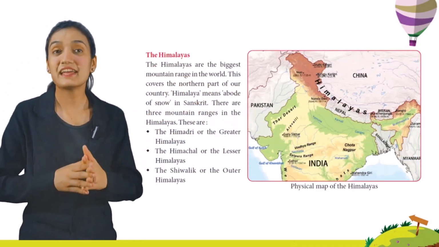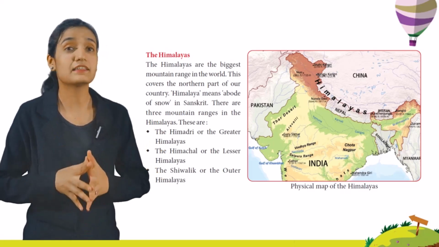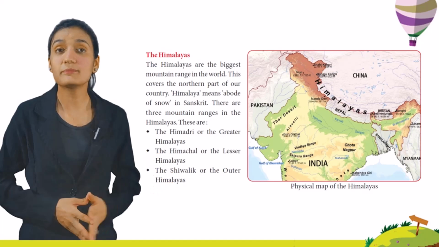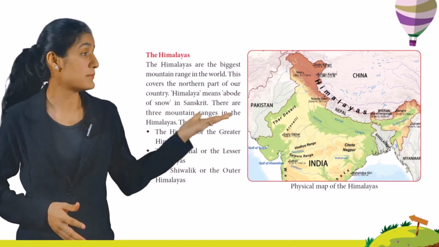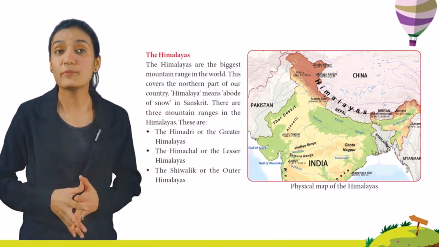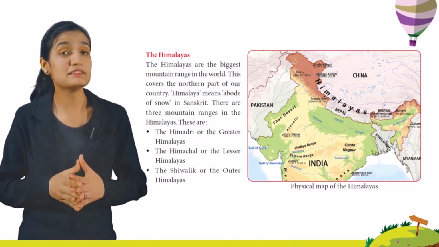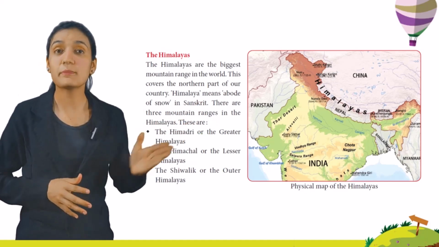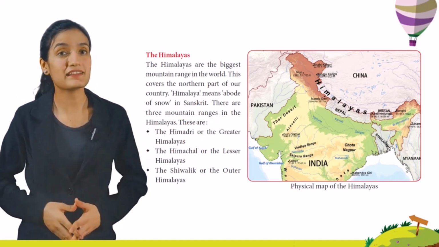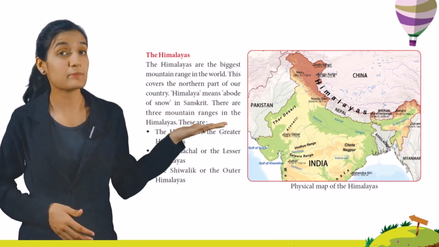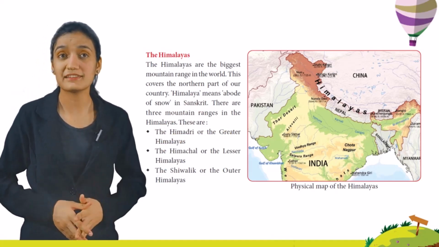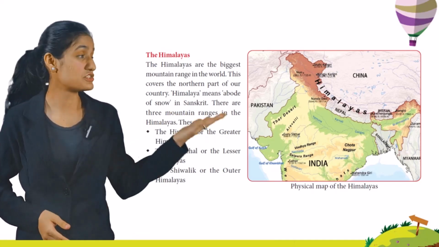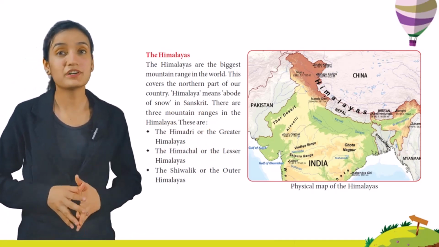Now, the Himalayas. The Himalayas are the biggest mountain range in the world. This covers the northern part of our country. Himalayas means a daub of snow in Sanskrit. There are three mountain ranges in the Himalayas. These are the Himadri or the Greater Himalayas, the Himachal or the Lesser Himalayas, and the Shivalik or the Outer Himalayas.